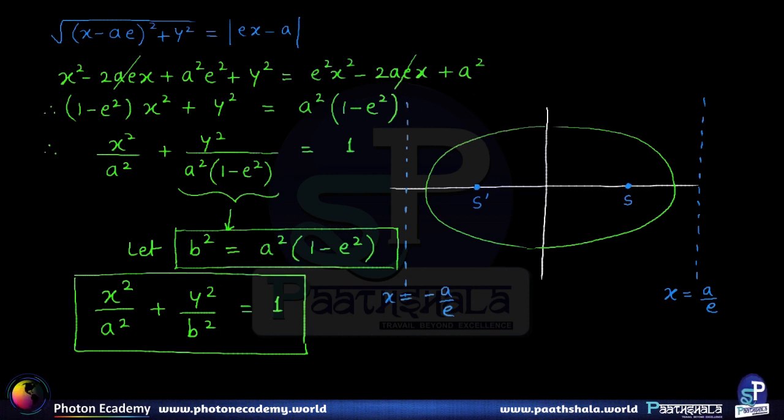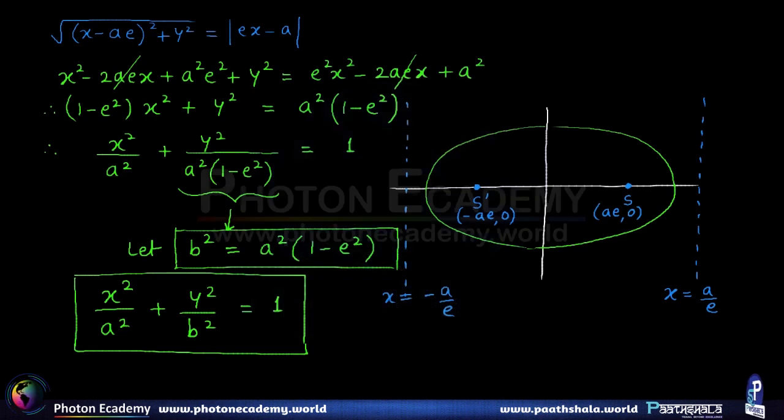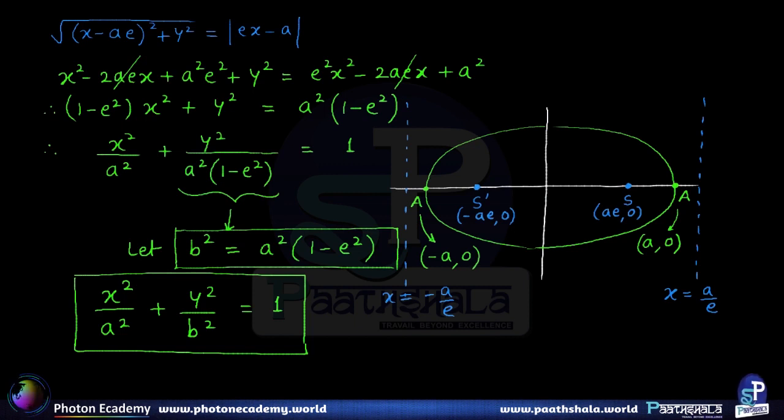The focus on the positive side is AE comma 0. Similarly, it will have its mirror image, that is minus AE comma 0 as the left focus. Then the point, the extremity, right extremity, that we call as the vertex, and that is nothing but A comma 0. If you remember, that is what we had started off with, and again due to symmetry there will be another point located far off, that is at minus A comma 0. And the center of the ellipse is of course the origin. So this is how the equation of the standard ellipse is derived.